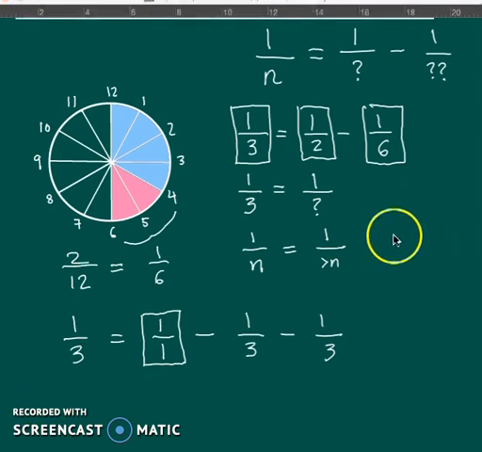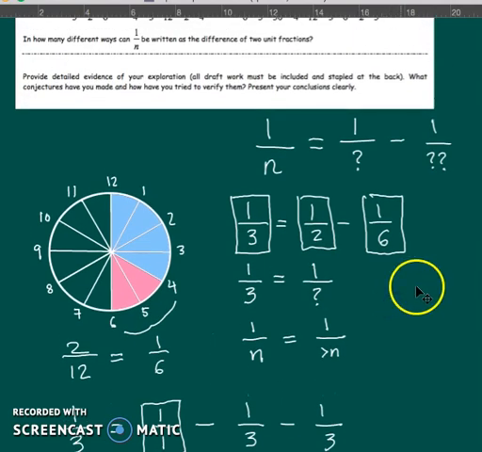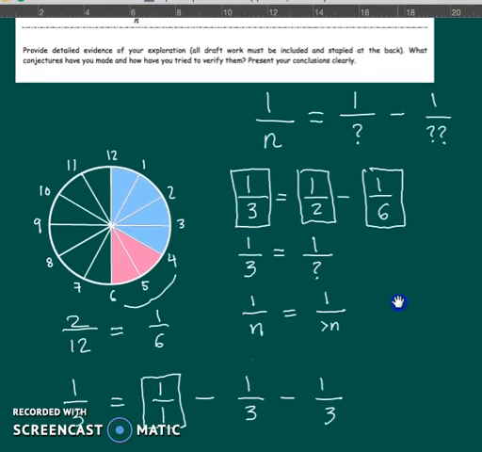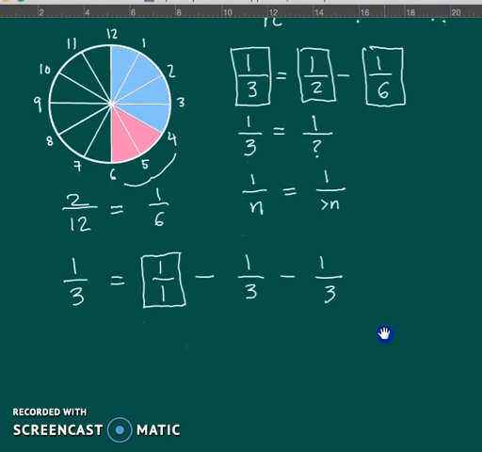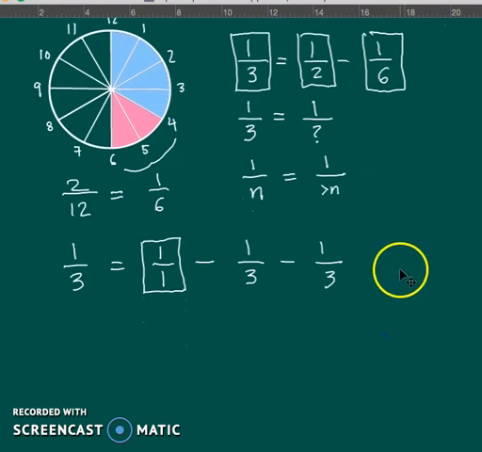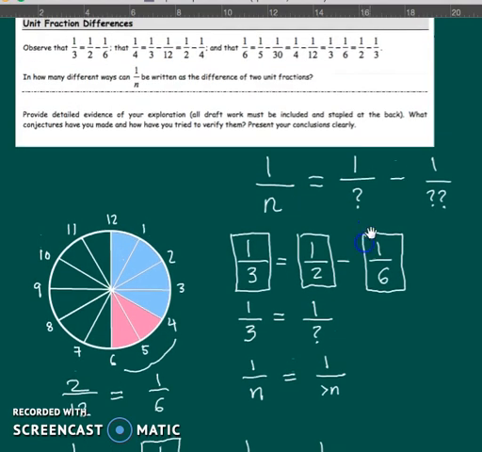Now, the question specifically wanted to know, in how many different ways can 1/n be written as the difference of two unit fractions? And here we used 3. So we just discovered that 1/3 can only be written as the difference between one pair of unit fractions, 1/2 and 1/6. Let's explore the other numbers that they have given us as examples.